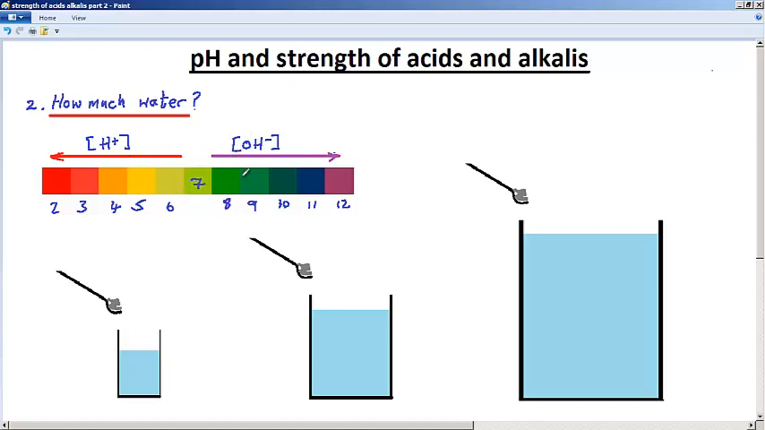Now, we learnt that the type of acid or alkali will affect the pH. That's to say, some acids are more able to produce hydrogen ions than others. Sulfuric acid will produce a greater concentration of hydrogen ions than carbonic acid. Likewise, sodium hydroxide will produce a greater concentration of hydroxide ions than sodium bicarbonate. So the pH, or strength of an acid and alkali, will depend on the nature of the substance.